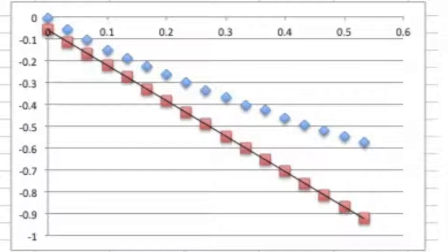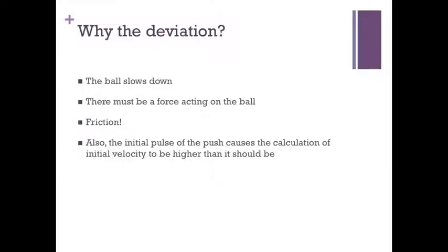Now, why could this be? We realized that our initial assumption was incorrect. The ball is not moving at constant velocity. Therefore, there must be a force acting on the ball. Now we can ask, what force is this? This force is the friction of the carpet rubbing against the ball and slowing it down.